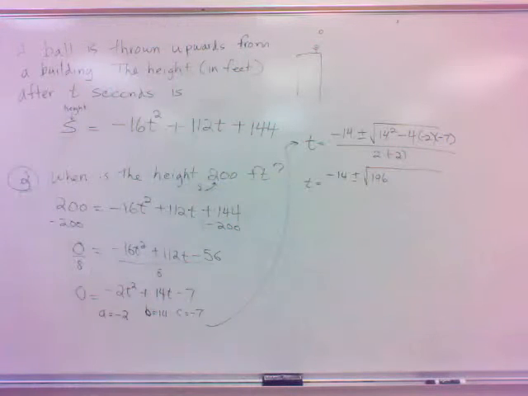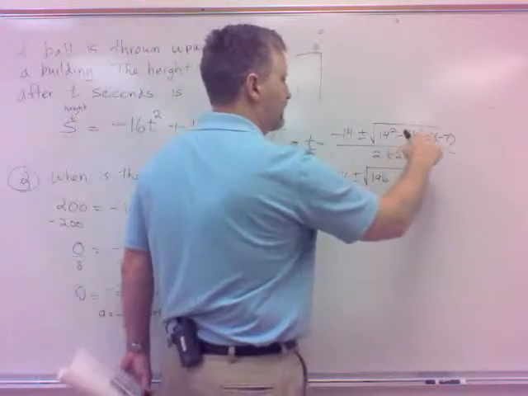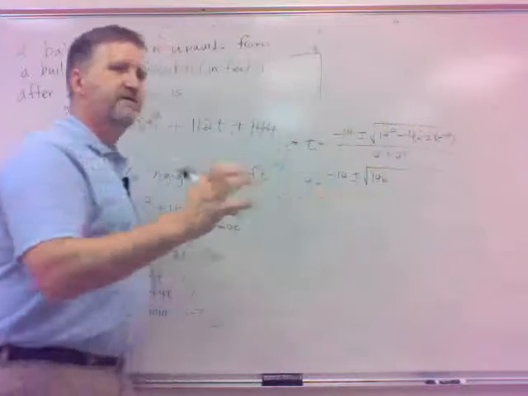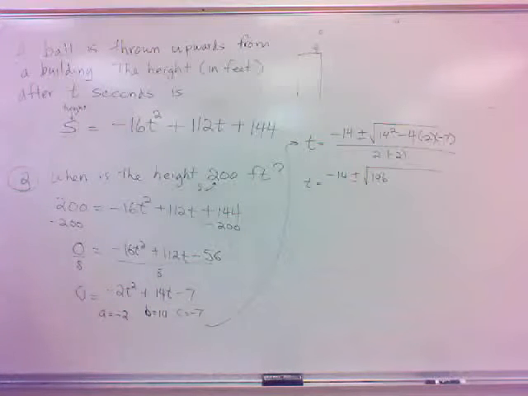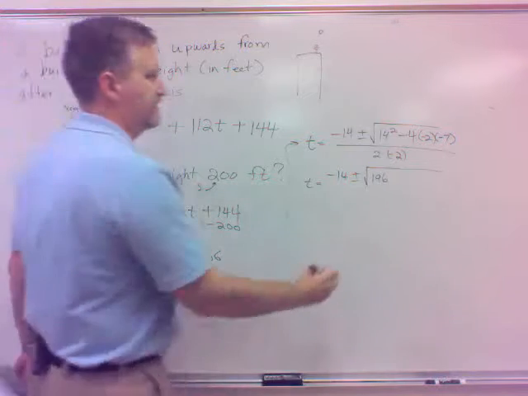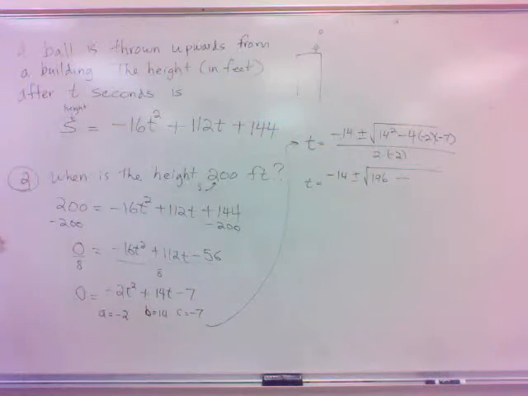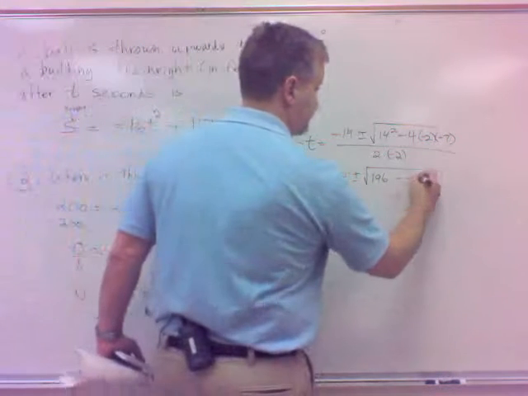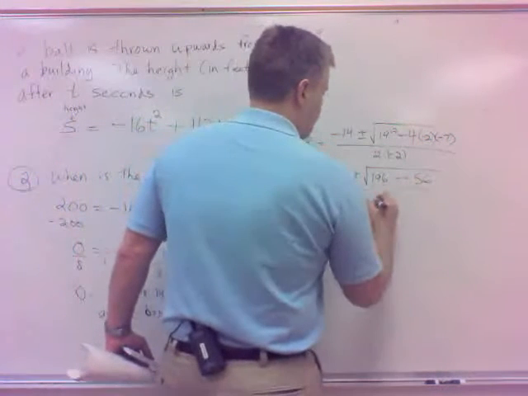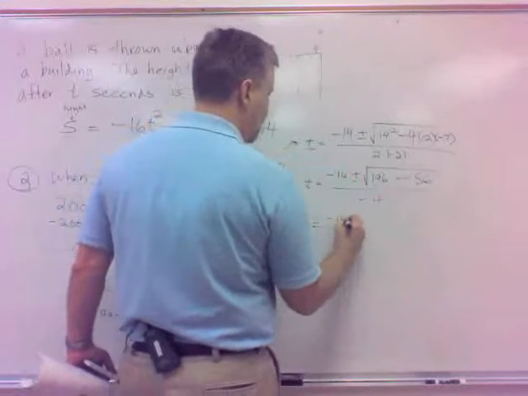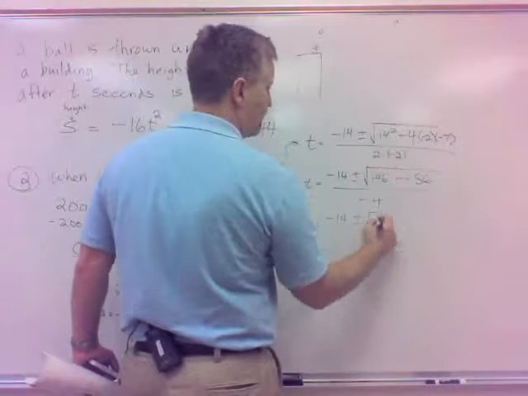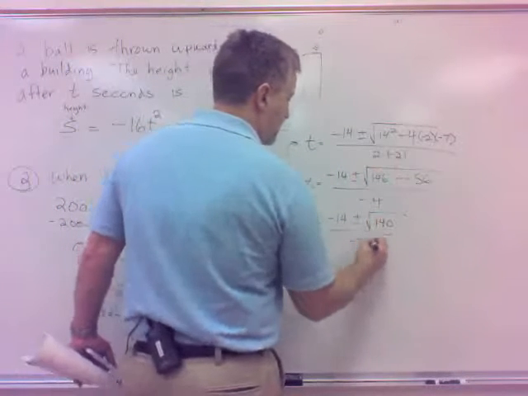Now this one has something different in it, the way it worked out. The 4AC is minus 4 times minus 2 times minus 7. That has 3 minuses. And when you have 3 minuses, the result winds up being negative again. 2 negatives make a positive, but 3 negatives make a negative. So that would be negative 4 times negative 2, positive 8, times negative 7 would be negative 56, wouldn't it? Over negative 4. So we get minus 14 plus or minus the square root of 140, divided by negative 4.